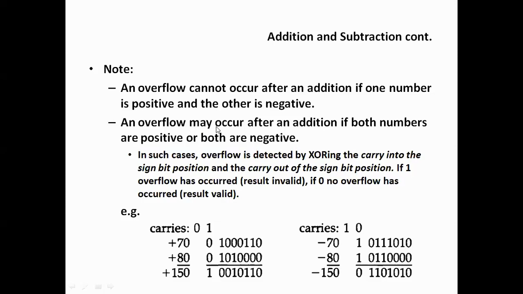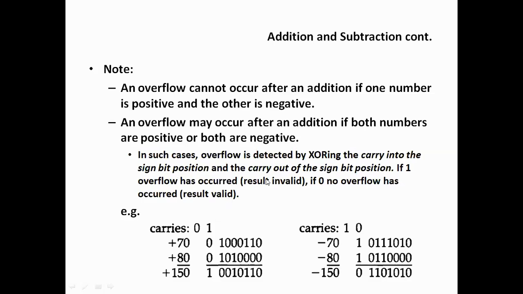Fine. So how to know that there is an overflow? How will the computer come to know that there is an overflow in addition? There is a simple method: you do an XOR of the two carries. If the XOR is 1, overflow has occurred. If the XOR is 0, overflow has not occurred.